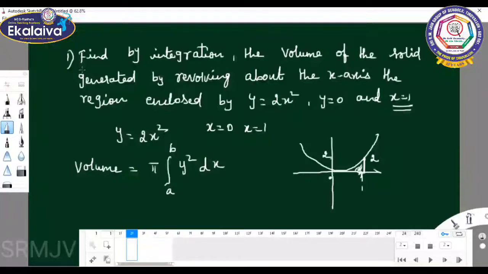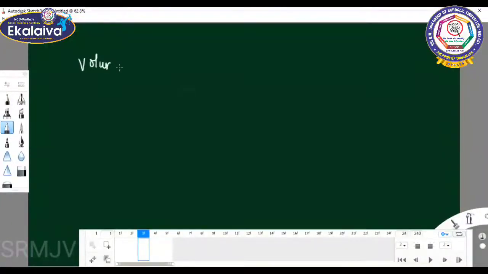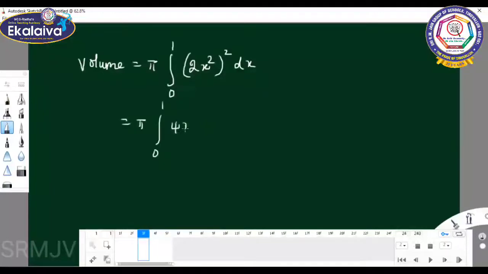Volume equal to pi into integral 0 to 1, y is 2x square, so 2x square the whole square into dx. So pi integral 0 to 1 4x power 4 into dx. 4 pi you can take out, it is a constant. Integral 0 to 1 x power 4 into dx.